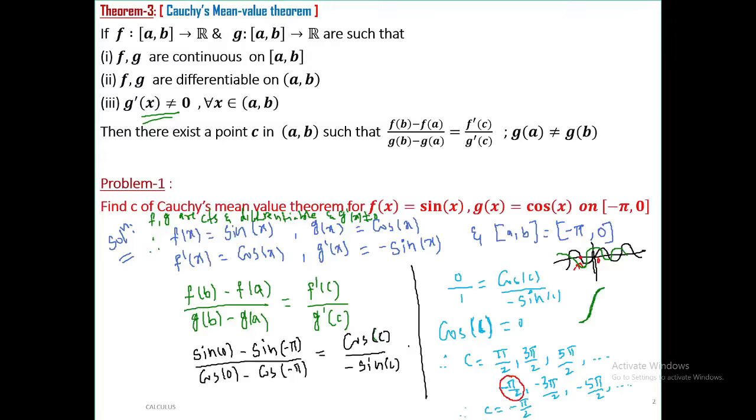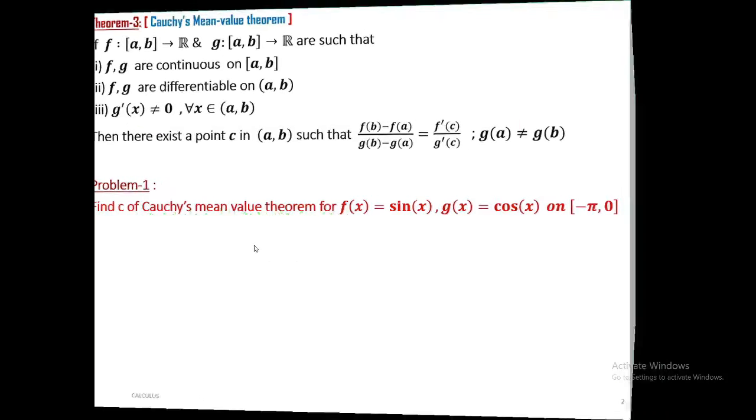Such a point C exists. C is minus pi by 2 in the open interval minus pi to 0. I will come to this later, but just remember it as the Cauchy mean value theorem. So this is the way of finding C value. This is the first requirement you need to fulfill, compulsory. Next, continue.